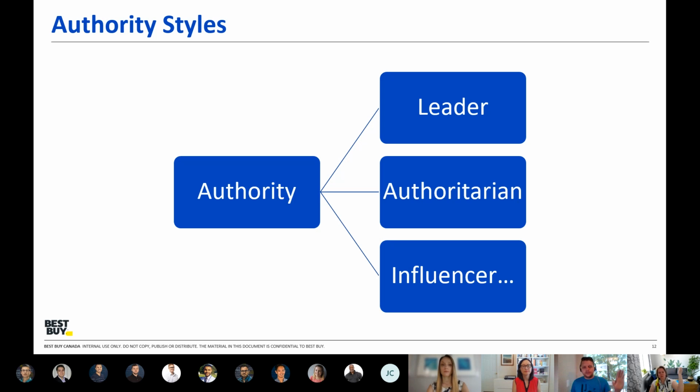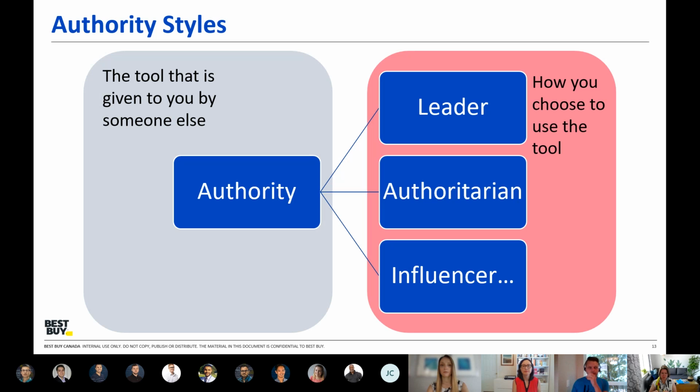So we've established authority and what authority is, and it's this thing that you have, or this thing that was given to you by somebody else, somebody that you're influencing. Now the choice is, how do you use that attribute? How do you use that hammer? And what you have is what's known as authority styles. So authority styles are different ways of how you choose to use it.